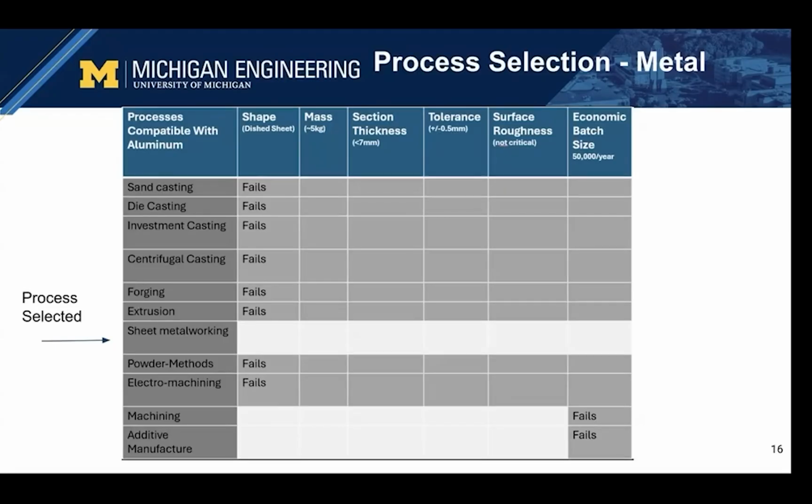When it came to the manufacturing process selection for the basket itself, there were many possible options considering we were using aluminum as a material. This got worked out pretty quickly after considering the shape of our design being a dish sheet. This left us with sheet metal working, machining, and additive manufacturing as possible options that would be able to handle the shape of our design. Working down the requirements, all three fit specifications for mass, section thickness, tolerance, and surface roughness. In the end, the economic batch size left sheet metal working as the only possible process for manufacturing our design.